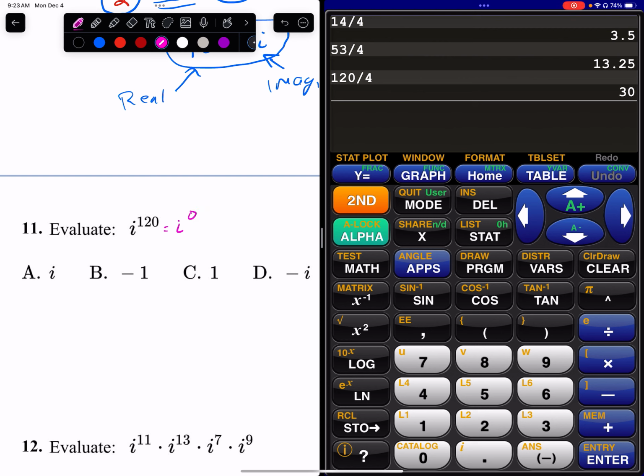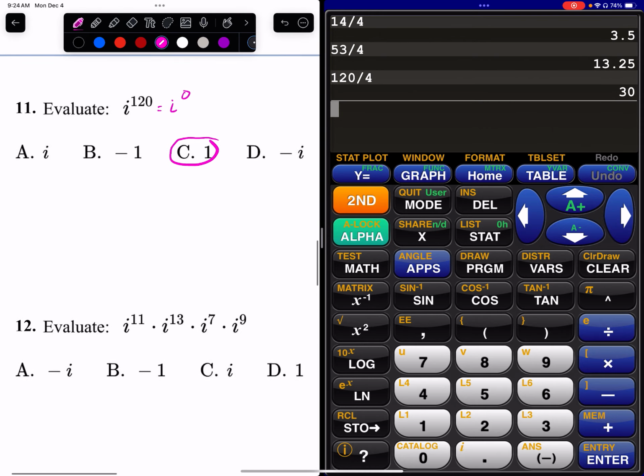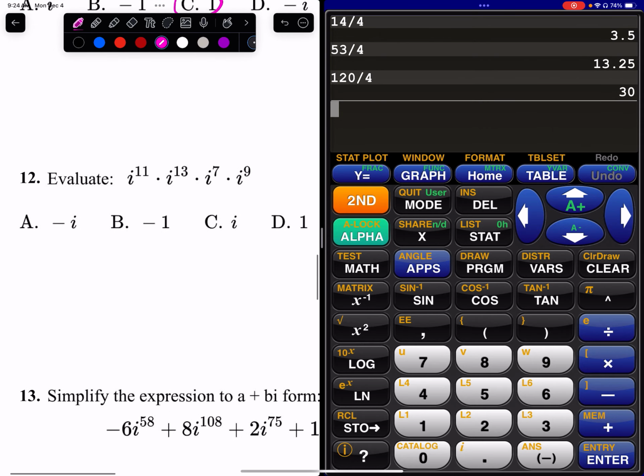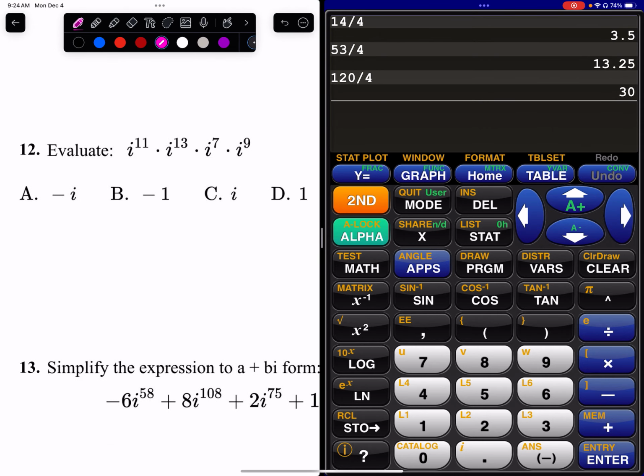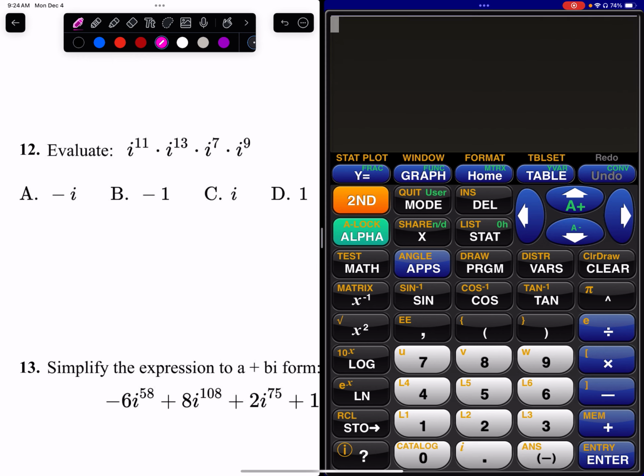Right? Or i to the fourth power, which is just the number 1. So all this is just simplifying, okay? Now, we just reviewed a lot of our power rules here, and power rules also apply to i. So if I have this right here, since I'm multiplying powers, I can add the exponents. So 11 plus 13 plus 7 plus 9 gives me 40, right? So this is the same as i to the 40th power.